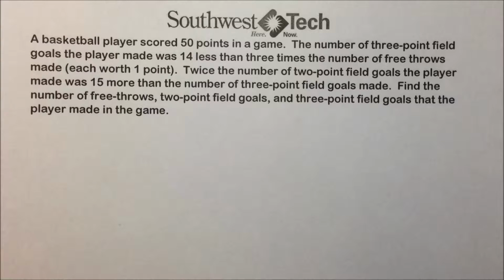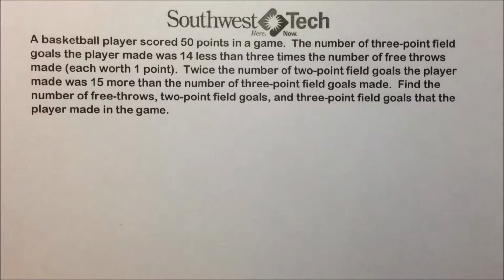The number of three-point field goals the player made was 14 less than 3 times the number of free throws made, each worth 1 point. Twice the number of 2-point field goals the player made was 15 more than the number of 3-point field goals made. Find the number of free throws, 2-point field goals, and 3-point field goals that the player made in the game. So we have 3 different things that we're looking for.